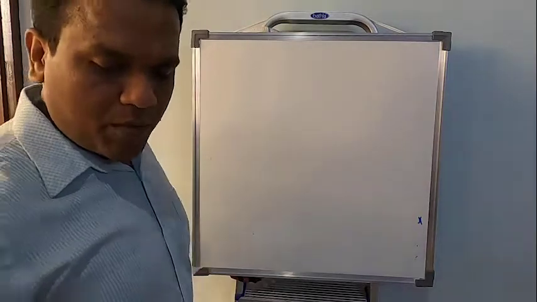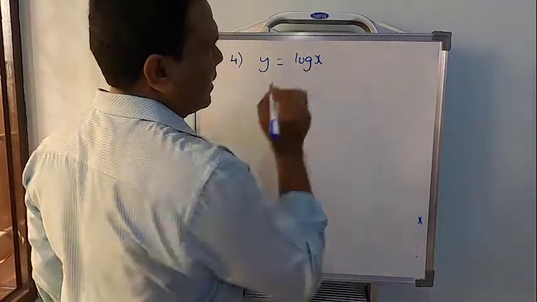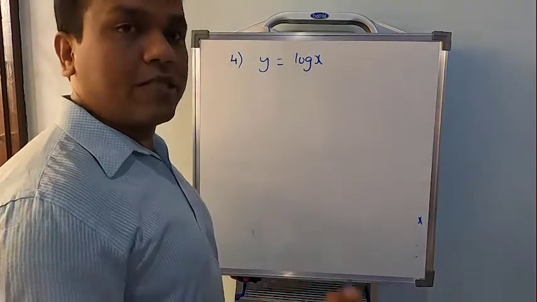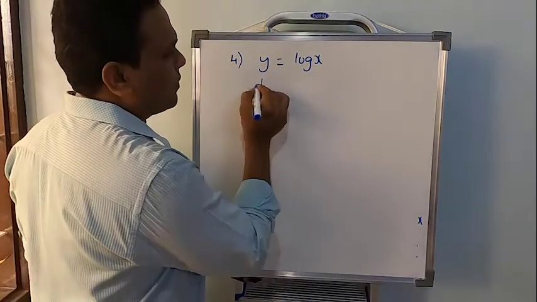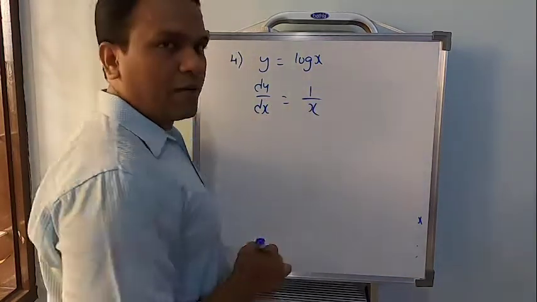So let's go to problem number 4. Problem number 4 is given by log x. Differentiate log x to find the second order derivative. So first order derivative, we know differentiation of log x is going to be 1 by x.